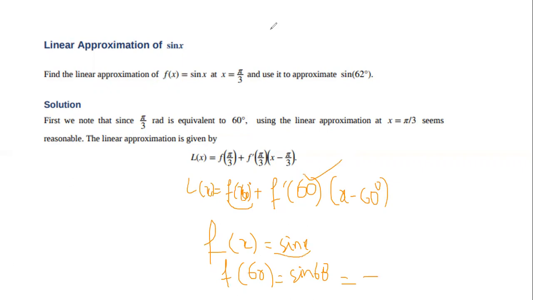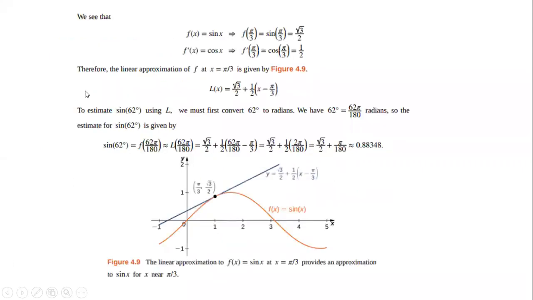So f(x) equals this. sin 60 is root 3 upon 2. Now the derivative f'(x) of sin x is cos x. Putting cos 60 degrees, the value is 1 upon 2. So my approximate value L(x) is root 3 upon 2 plus 1 upon 2 times (x minus the value of this). Now I have to approximate sin 62.